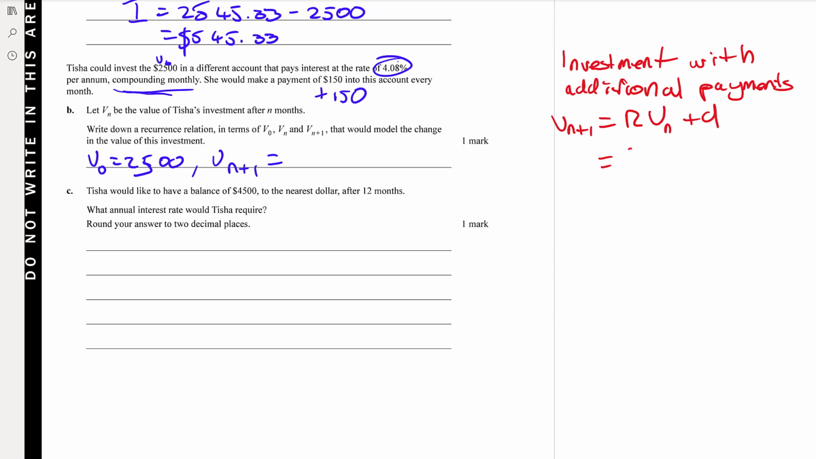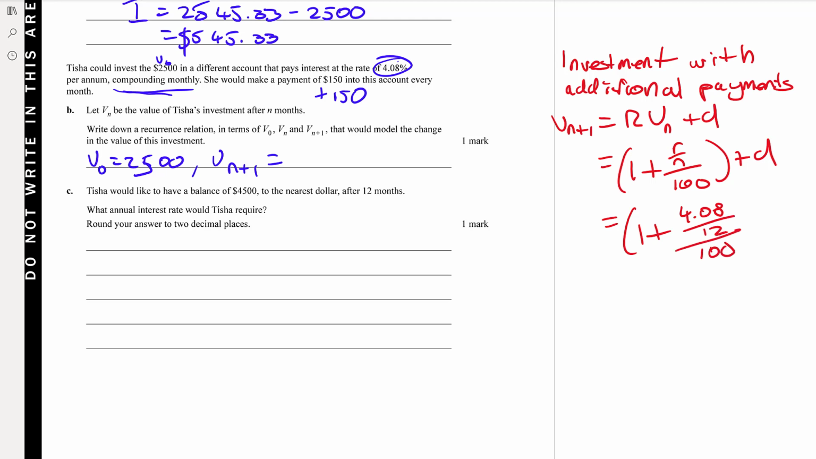R is 1 plus little r over n, because that's the number of periods per annum. In this case it's a monthly thing. So that divided by 100, plus D. For our purposes, that's going to be 1 plus 4.08 divided by 12, divide all that by 100, plus 150. So that's what you're going to put. You need to put that into your calculator.